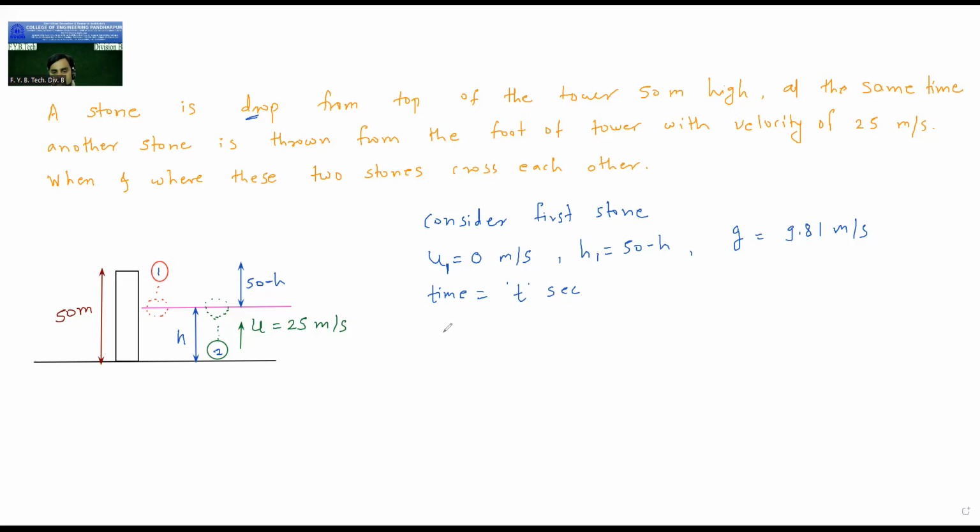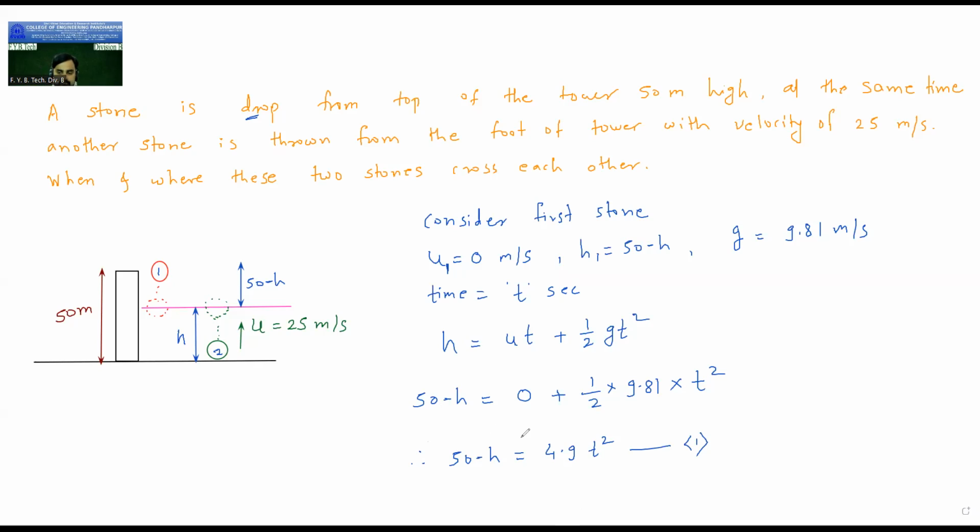Now if I use the formula h is equal to ut plus half gt square, here h1 is 50 minus h. Then u is 0 plus half into 9.81 into t square. So you will get one equation in terms of h and t. 50 minus h will remain as it is, equal to 4.9 t square. This is equation number 1.